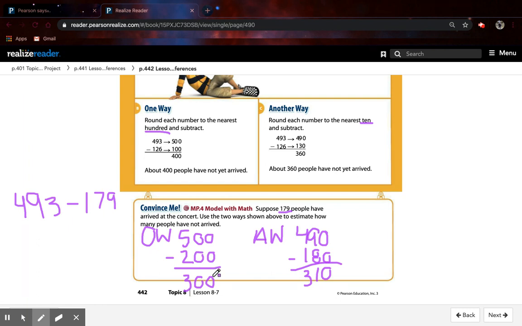Are 300 and 310 close? Yes. Are they the same exact number? No. But I showed the two different ways to solve based off the strategies they gave us to show 493 minus 179, the estimate. Okay, so it's about 300 or about 310.